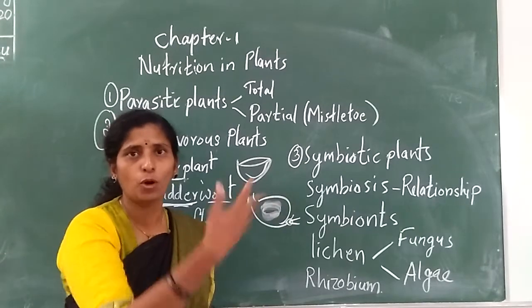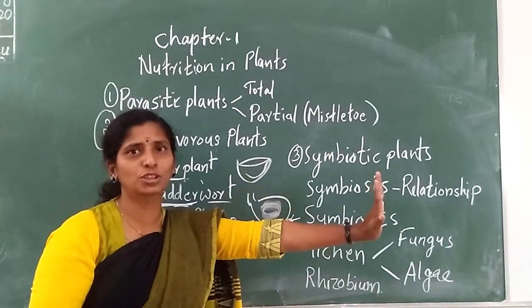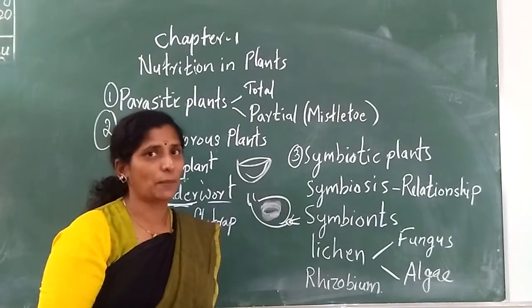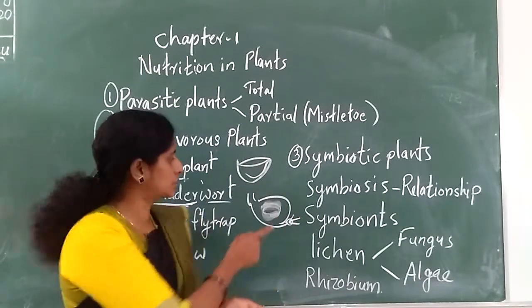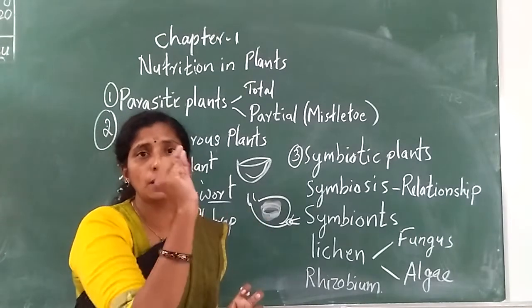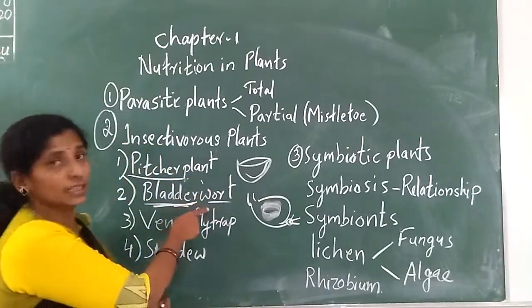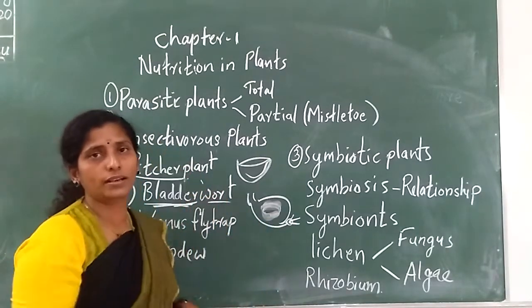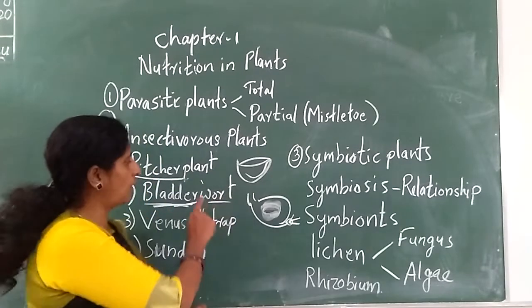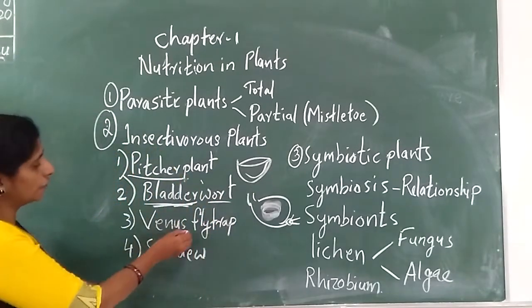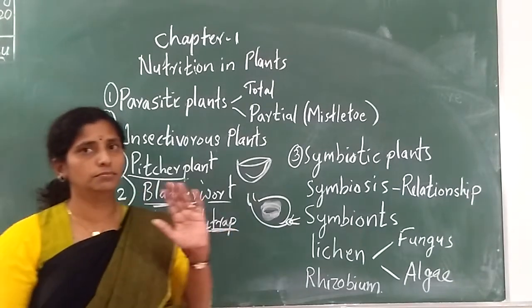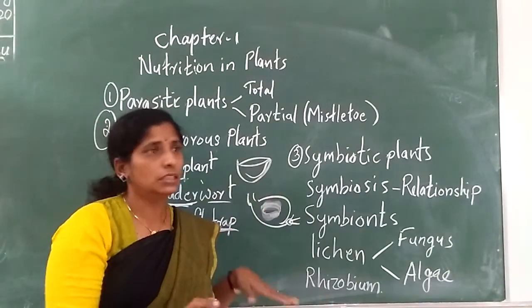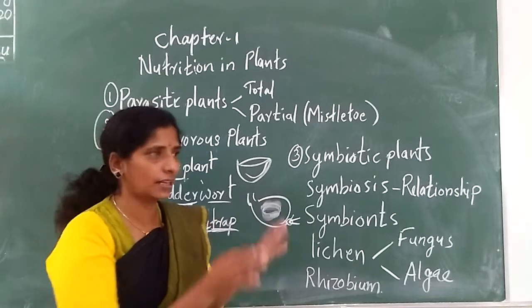Waste is stored in a sac-like structure, and that is called a bladder. In the same way, bladders are present in this plant. That's why it is called bladderwort. And next, Venus flytrap. From the name itself, it makes a trap. The insects can't find out whether there is any trap.